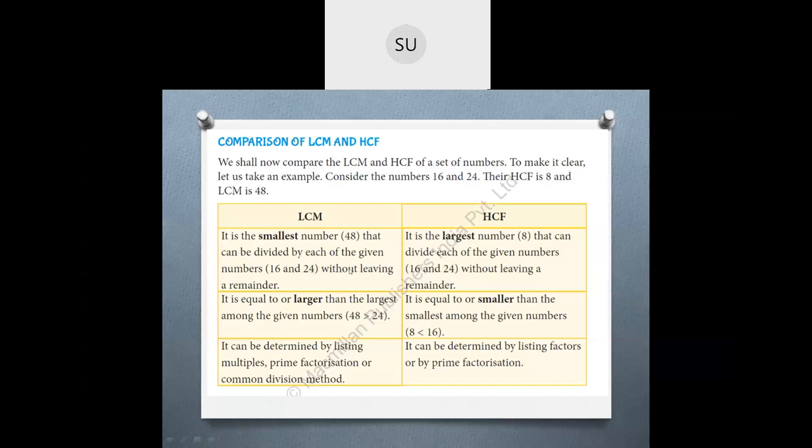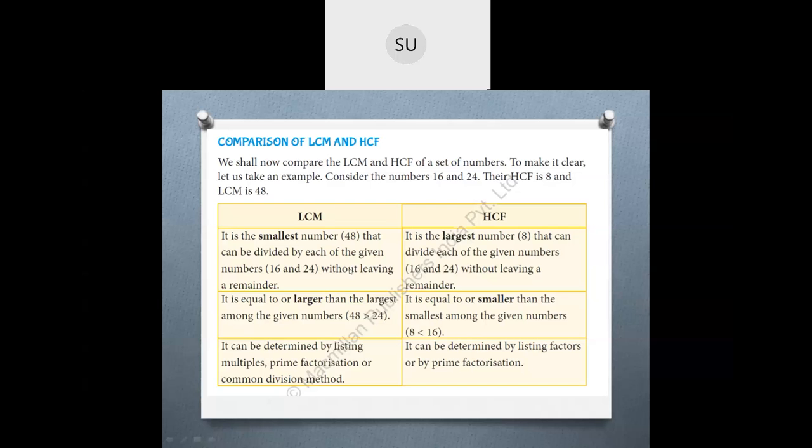Then, the LCM is equal to or larger than the largest among the given numbers. What is the largest given number between 16 and 24? 24 is the largest. So the LCM is every time either equal to or larger than the largest number. Here, 48 is greater than 24. Then the HCF is always smaller than or equal to the smallest among the given numbers. What is the smallest number here in 16 and 24? It is 16.